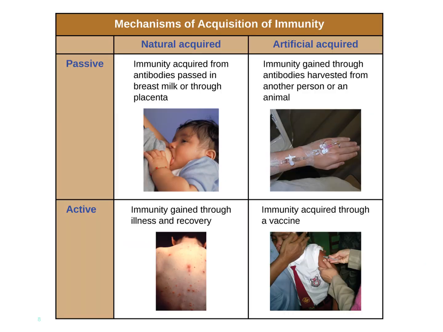And then here's just a summary of the active and passive immunity, whether it's naturally acquired or artificially acquired. So make sure that you can give me an example of each of these, because that's very likely to show up on the exam.